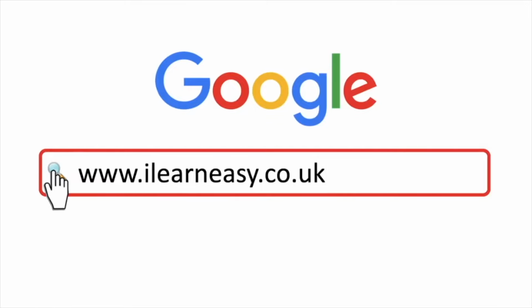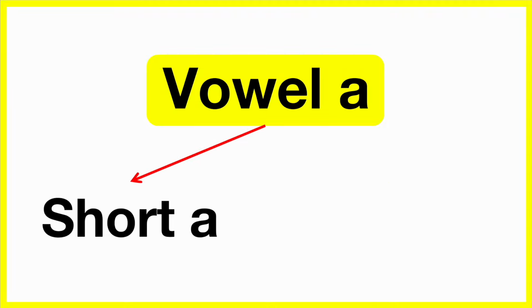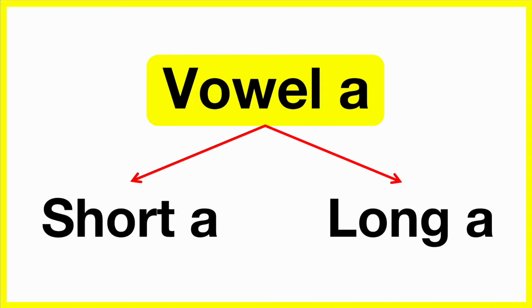ilearneasy.co.uk. There are 5 vowels in English. A, E, I, O, U. Each vowel has a short vowel sound and a long vowel sound. The vowel A has a short A sound and a long A sound. The sound the vowel makes in a word depends on the letter combinations.